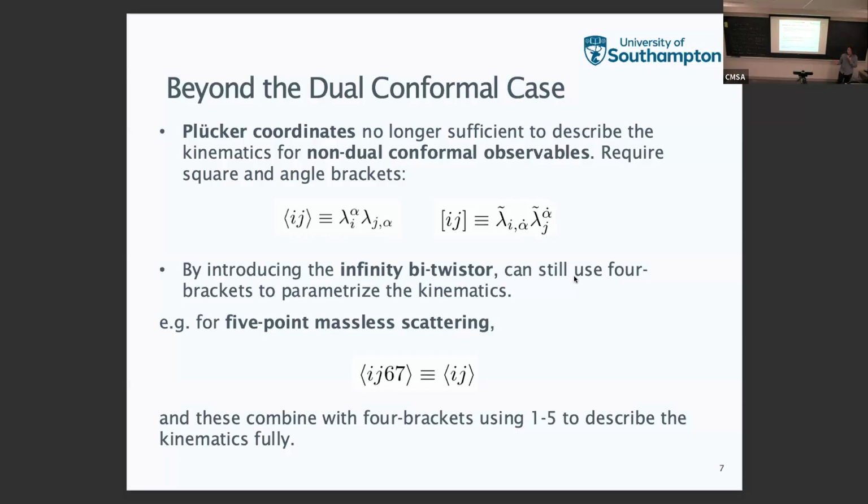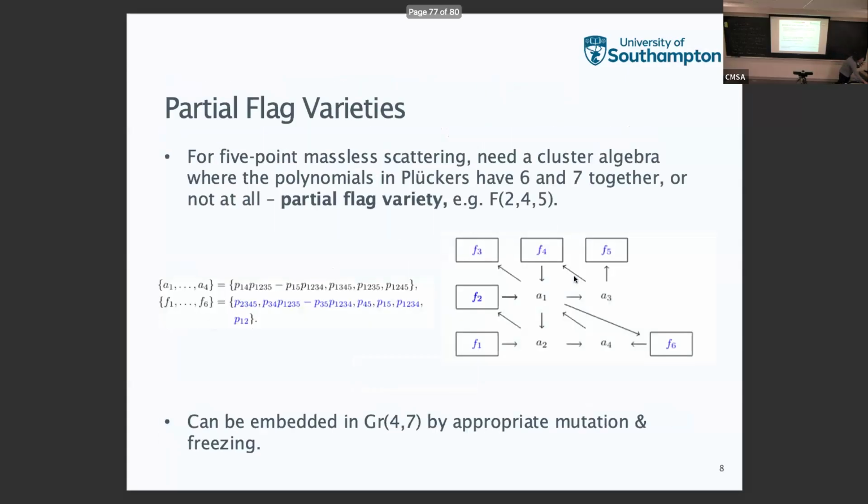So for example, for 5-point scattering, you declare that if 6 and 7 appear together, that's not a Plücker coordinate with the 4 entries anymore. It's now an angle bracket contraction. And these would combine with the ordinary 4 brackets to parameterize the kinematics fully.